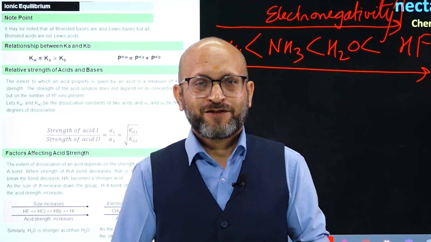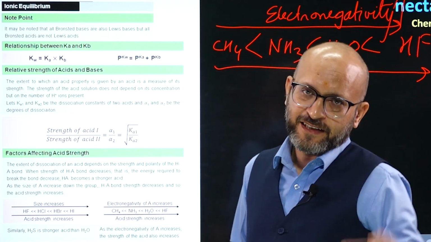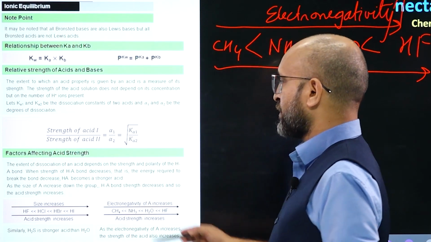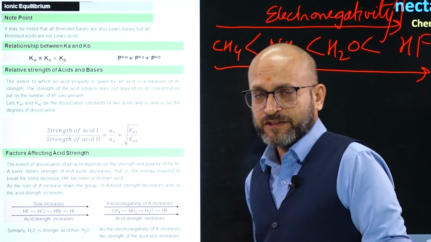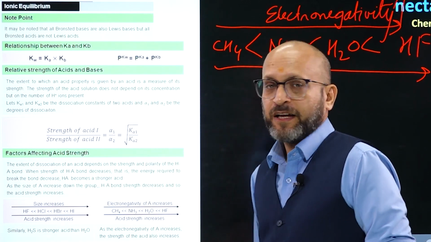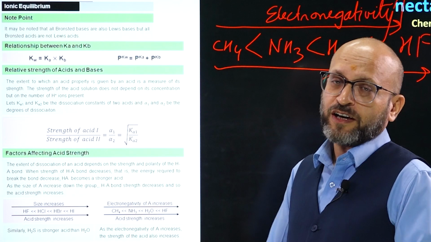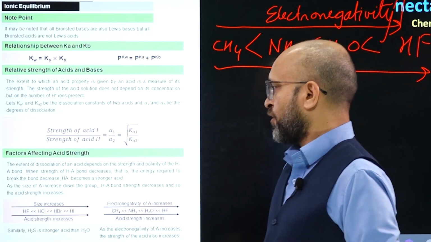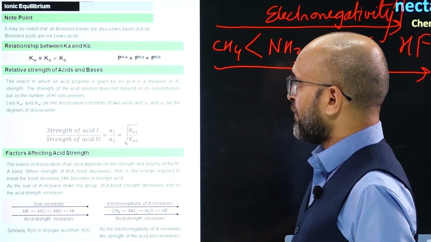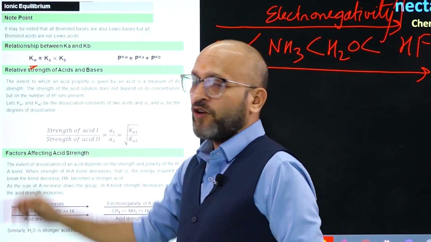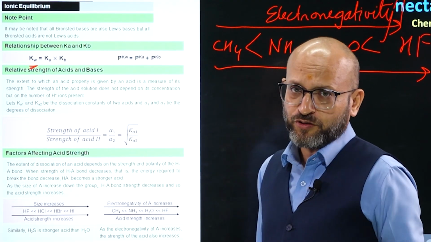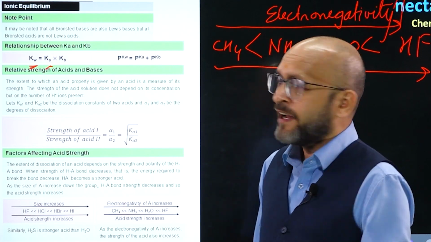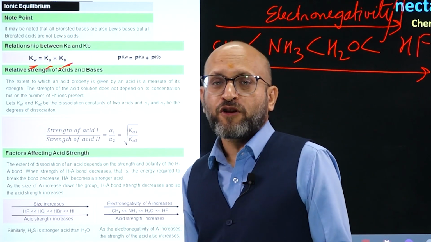Next, if you want to compare the acidic character, you have to see the degree of dissociation alpha. If you have acid 1 and acid 2, and you want a ratio, then compare the degree of dissociation. Strength of acid 1 upon strength of acid 2 can be compared by alpha 1 by alpha 2, or you can take the square root of dissociation constant K1 by K2. This is a formula we have over here. And if you have the ionic product of water Kw, it comes out to be the product of the dissociation constant of the conjugate acid and the dissociation constant of the conjugate base.